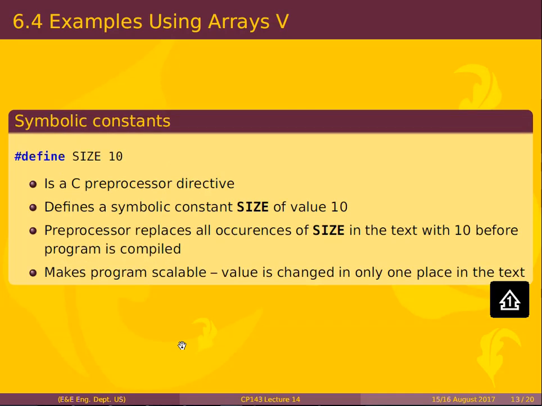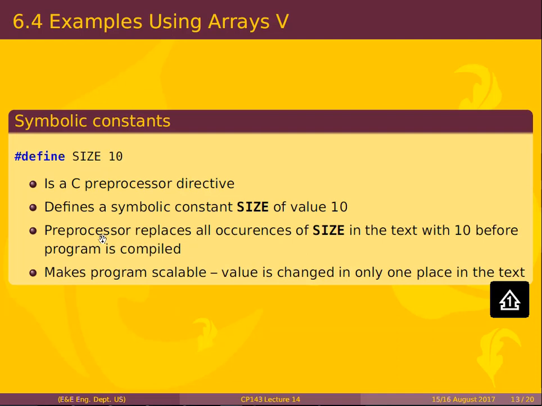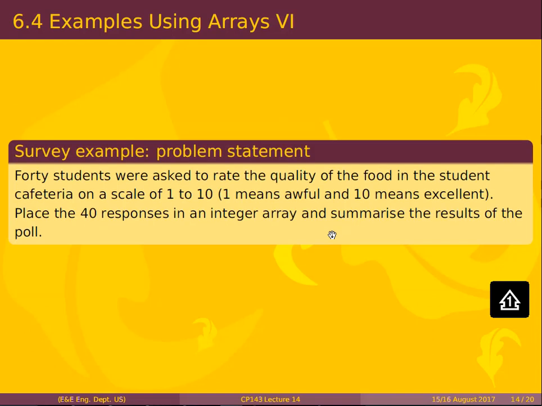As I said, this hash define value of size is very useful because it makes the program scalable. If I tell you, please now change your program to work on 15 variables, then if you didn't do this, you'd have to go through your program and change all the places that you specified 10. The preprocessor replaces all the occurrences of size in the text before the program is compiled.